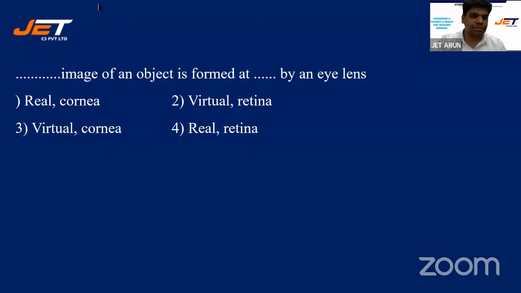Look at this question. Dash image of an object is formed at dash by an eye lens. Real cornea, virtual retina, virtual cornea, real retina. Fill in the blanks. What is the screen of the eye? Where is the screen, students? It's the retina, right? And what kind of image is formed on the retina? It's a real image formed. Inverted image formed. Real image, real inverted image is formed.